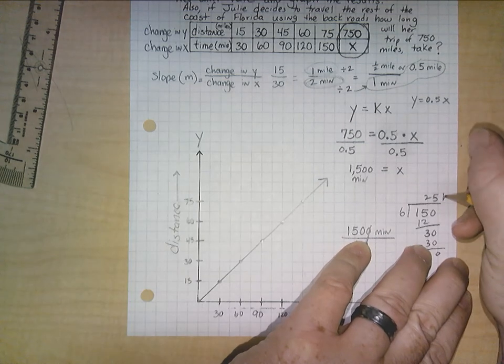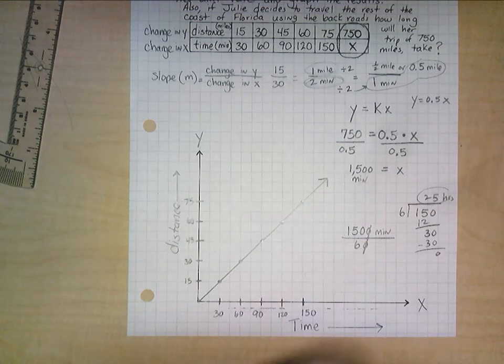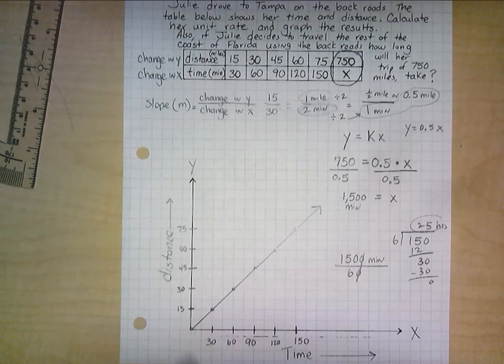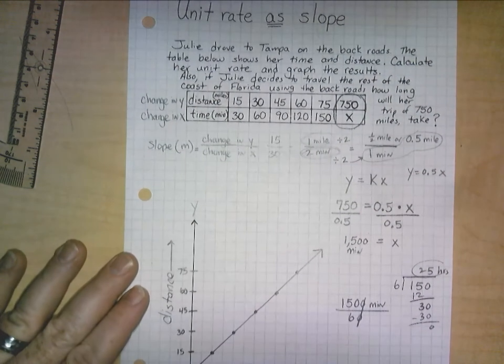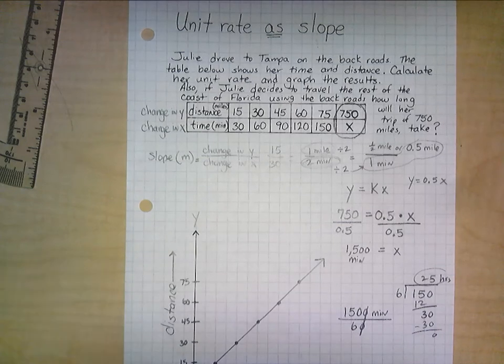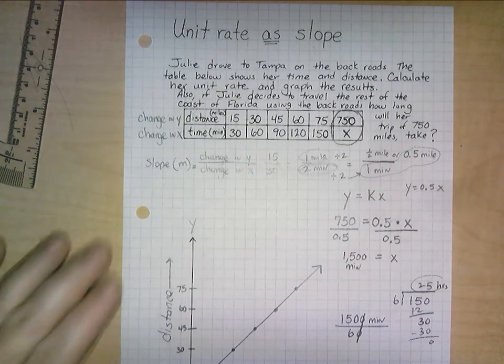That's a long road trip. Okay, I don't know who wants to do that, but never know. Anyway, so that's basically it. So it's going to take her 25 hours to go 750 miles on the back roads. I think I'm going to stick with I-4, unfortunately.